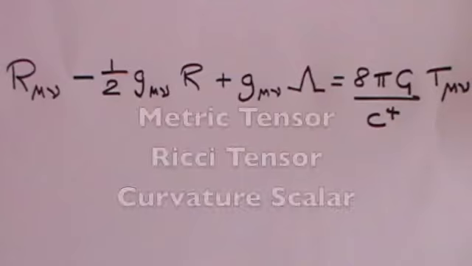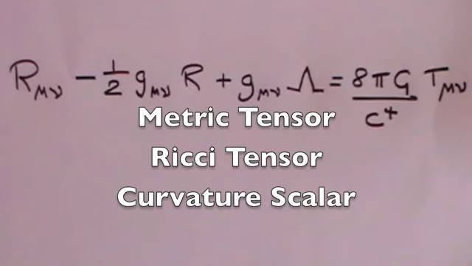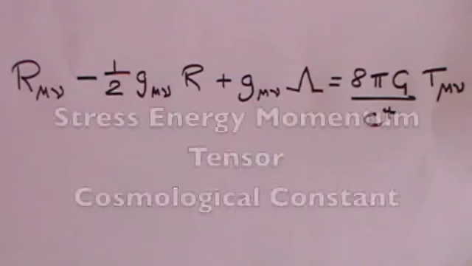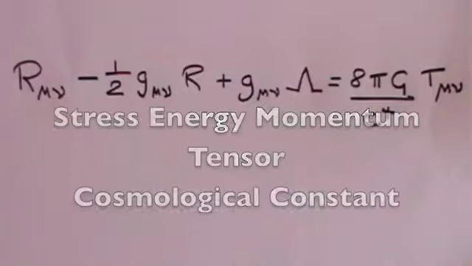We've covered the metric tensor, g mu nu. We've covered the Ricci tensor, R mu nu, which includes a lot of Christoffel symbols. We've covered the curvature scalar, R. And so we've covered most of Einstein's field equations. There are just two more terms to go: the stress energy momentum tensor, T mu nu, and the cosmological constant, capital lambda.